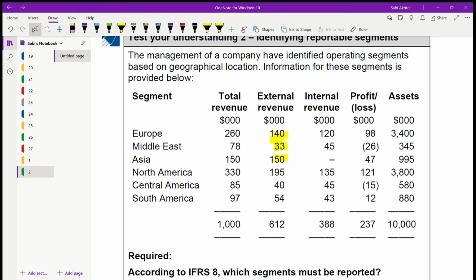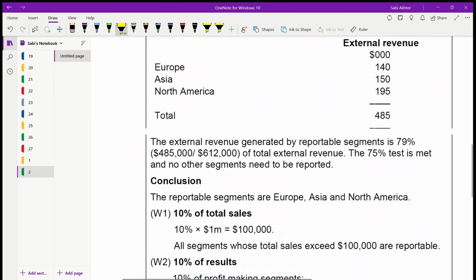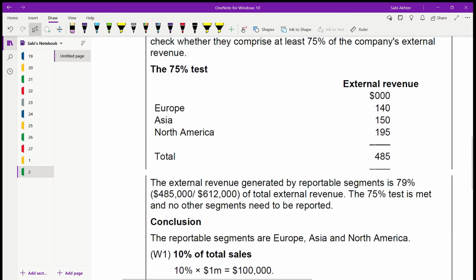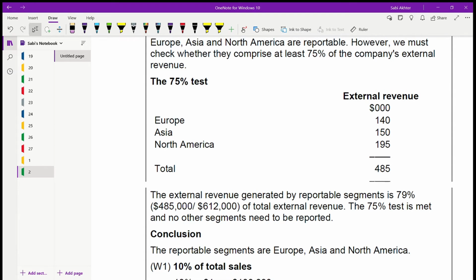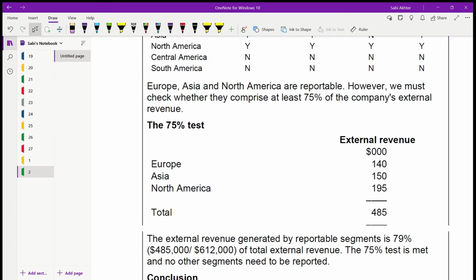Okay, sorry, they are not taking 33 because it's very small. They're taking the largest amounts, 140, 150 and 195. The 3, so they add the total 485. So the external revenue generated by the reportable segments is 79%. You see, together these 3 give you 79%.